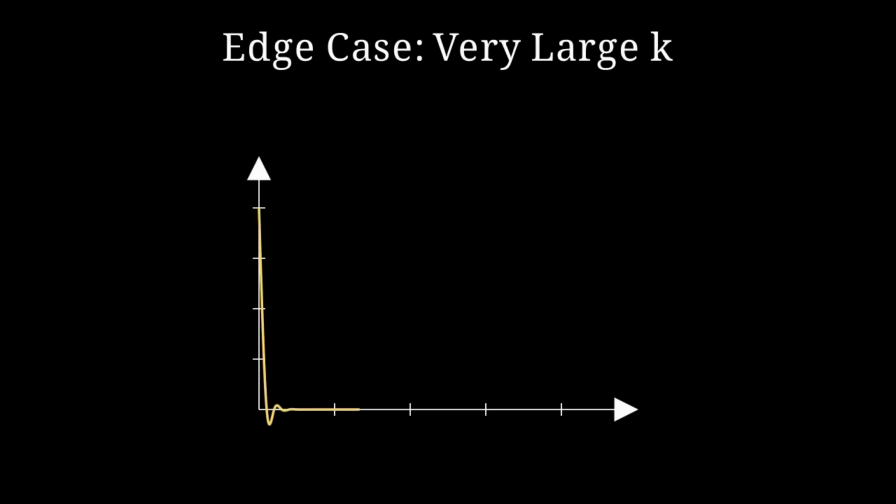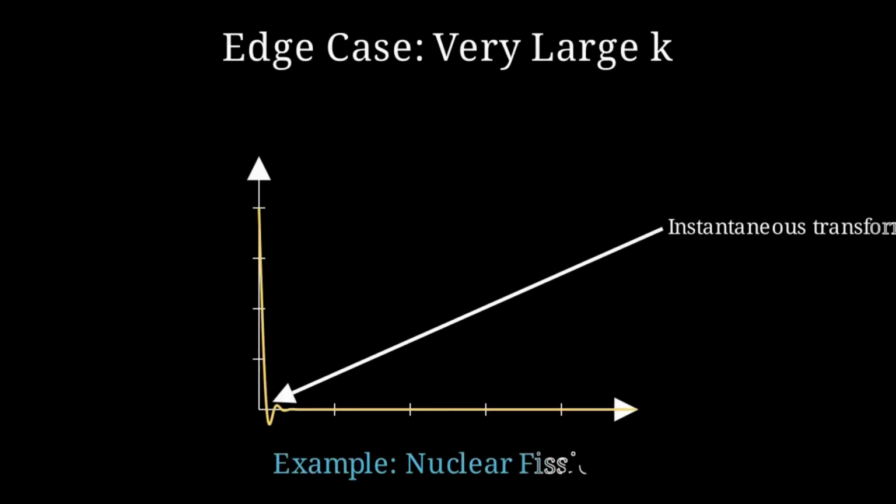In cases with an extremely large k, decay happens almost instantly. In the macro world, this looks like a sudden step function. However, calculus reminds us that even these sharp drops are continuous curves if we zoom in far enough. There is always a finite, measurable transition.